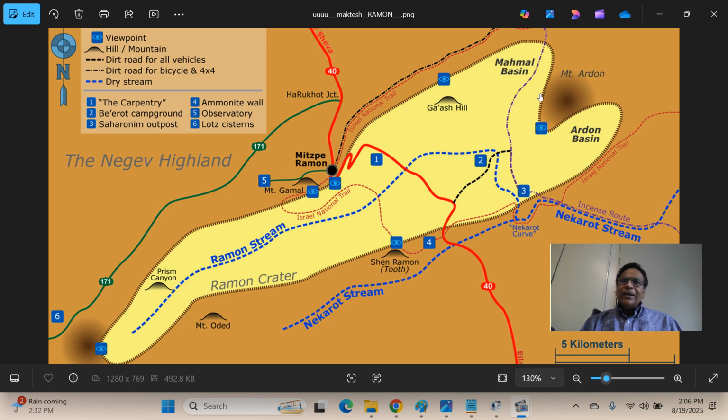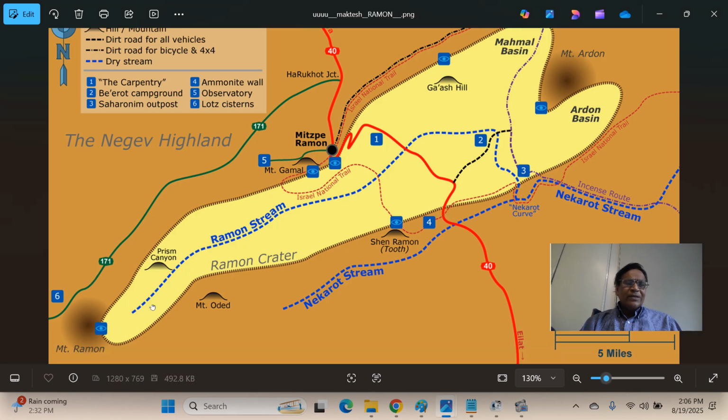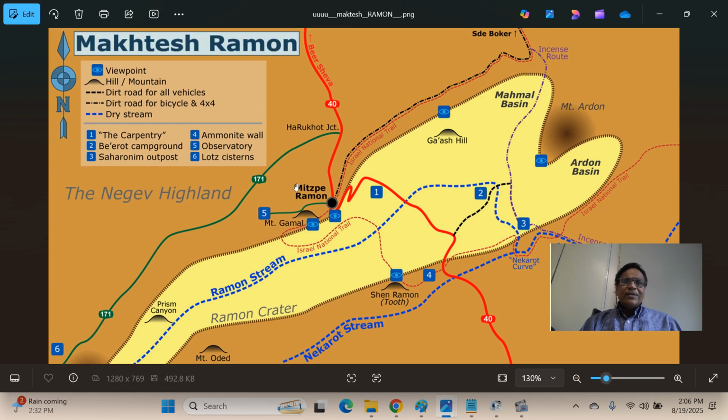Here they are also showing Mount Ardon, around 900 meters or so. This is Mount Ramon. Mount Ramon, Mount Ardon. There is a settlement called Mizpe Ramon that overlooks this one. And above there will be Sde Boker. You can see Sde Boker here. This is the incense route, the way that goes to Sde Boker.